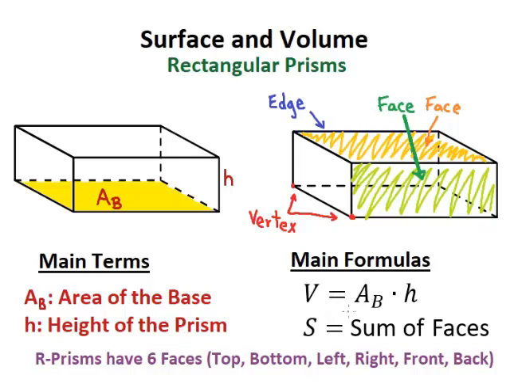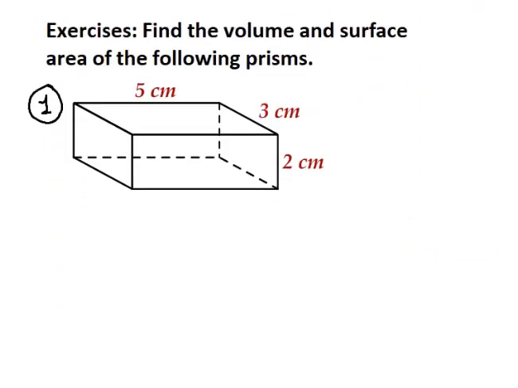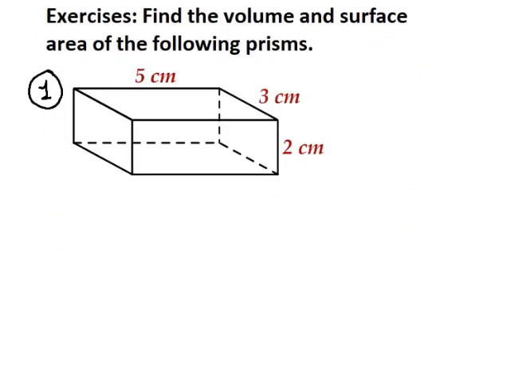How do you find the surface? For the surface, we need to find each individual face, and then we are going to add all of the 6 results. So let's see how to do this with some exercises. Exercises. Find the volume and surface area of the following prisms.